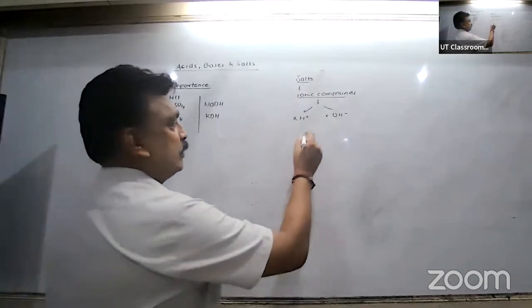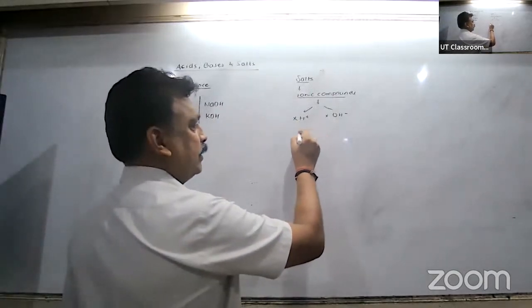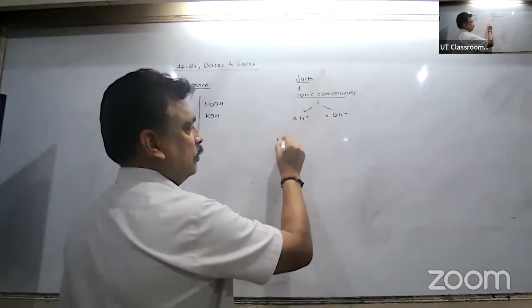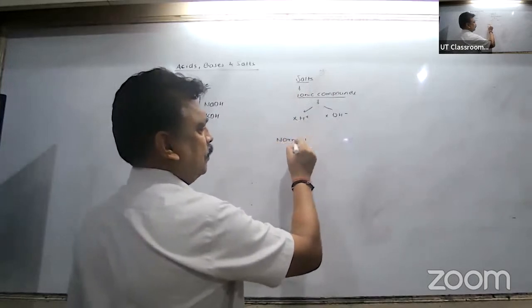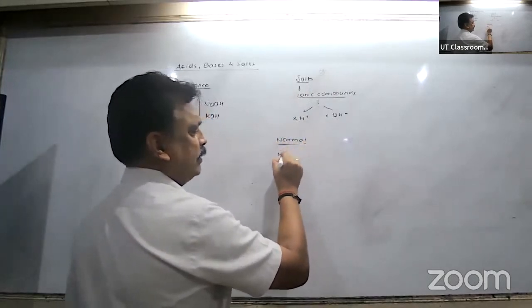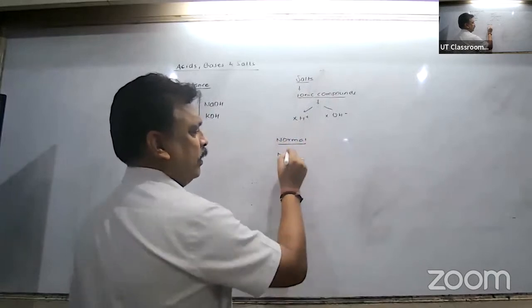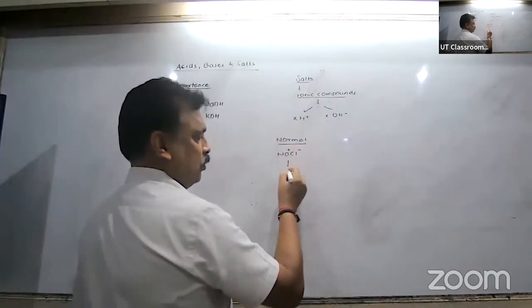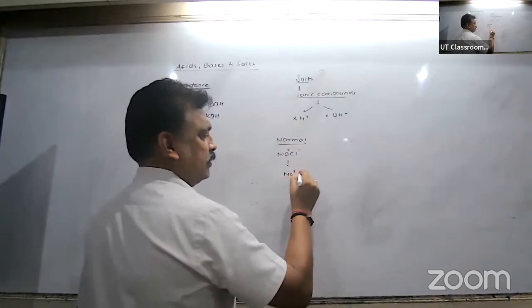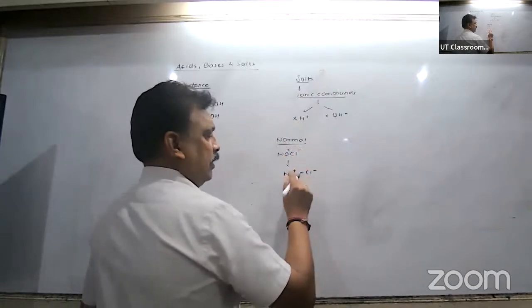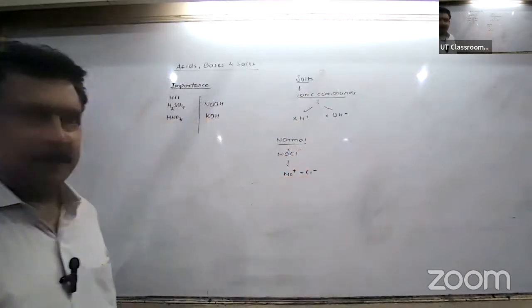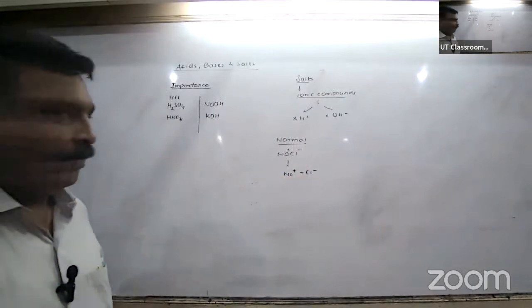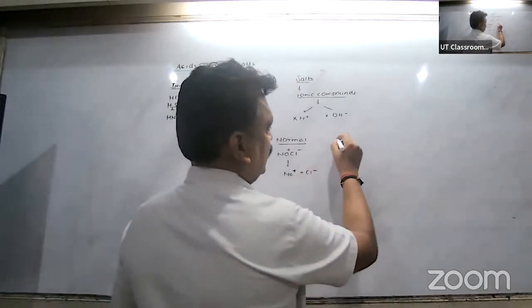When we talk about salts, they are of different kinds. First is normal salt. What is normal salt? Like NaCl, common salt is a normal salt. Why? On dissolving in water, it produces ions other than H plus ions and OH minus ions.